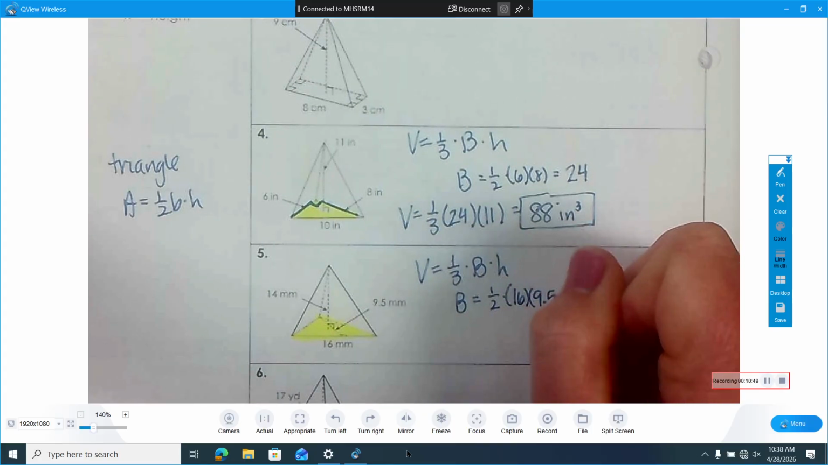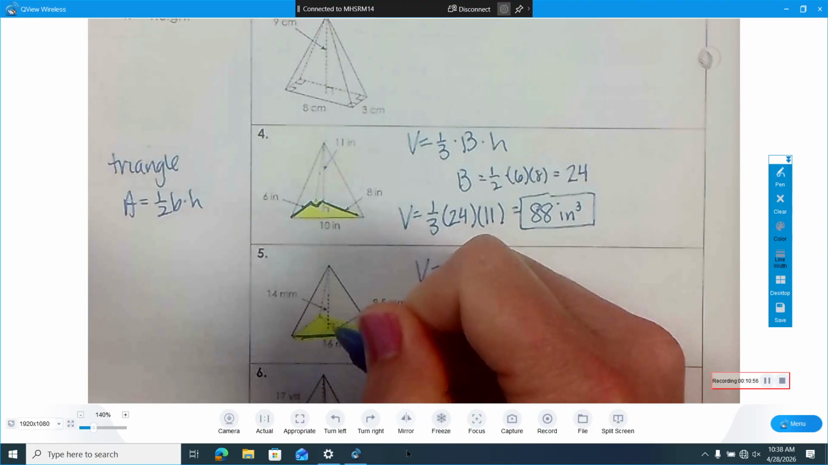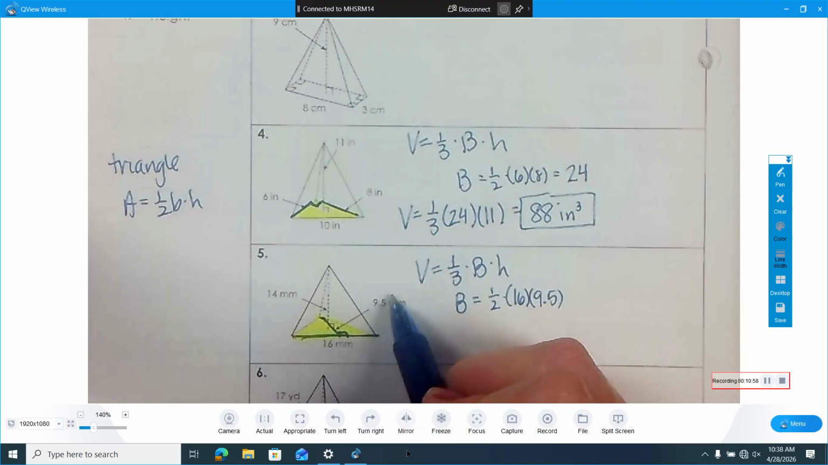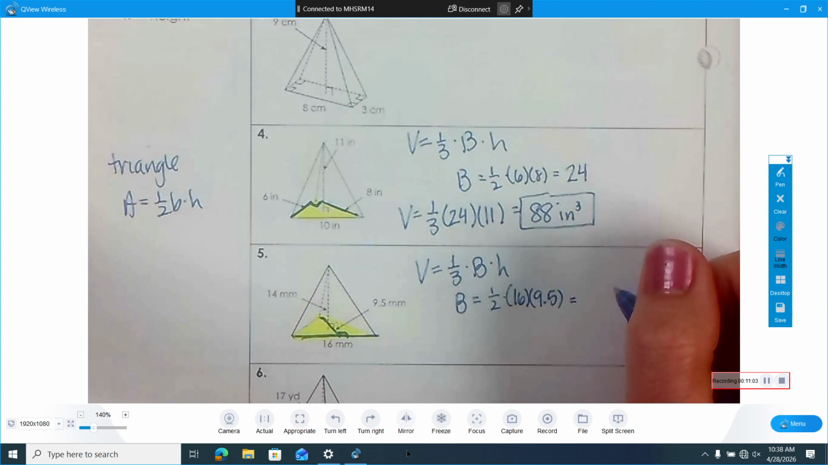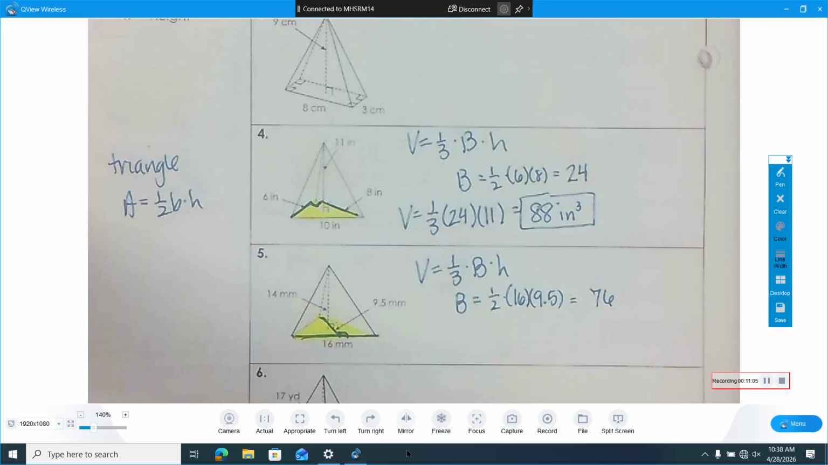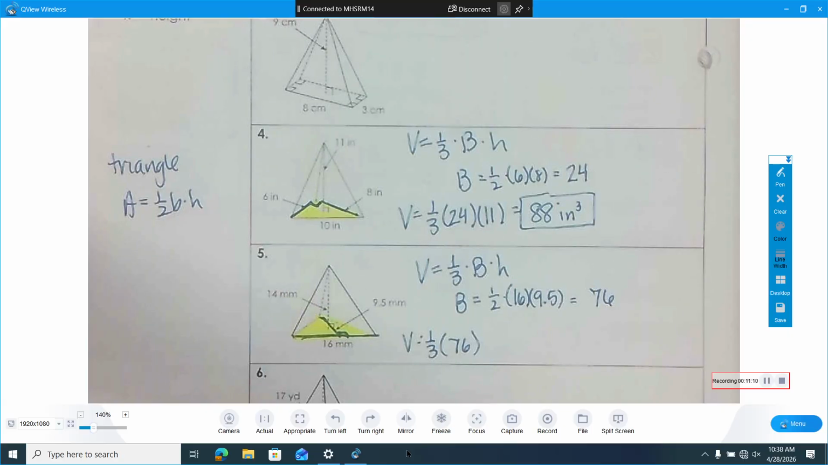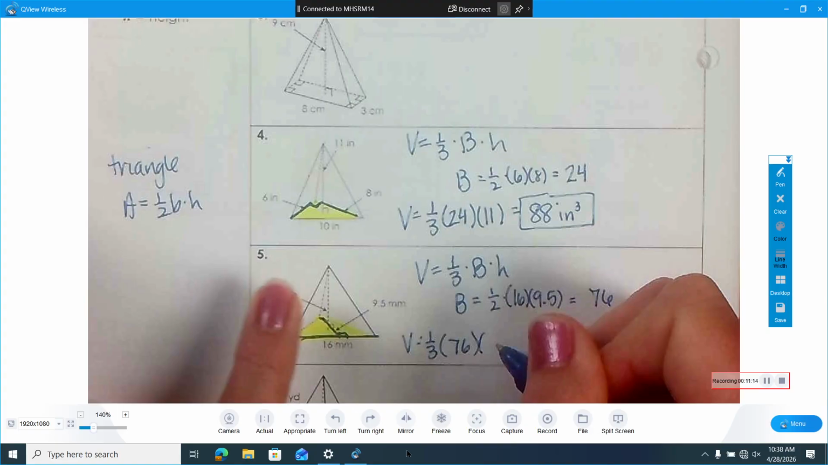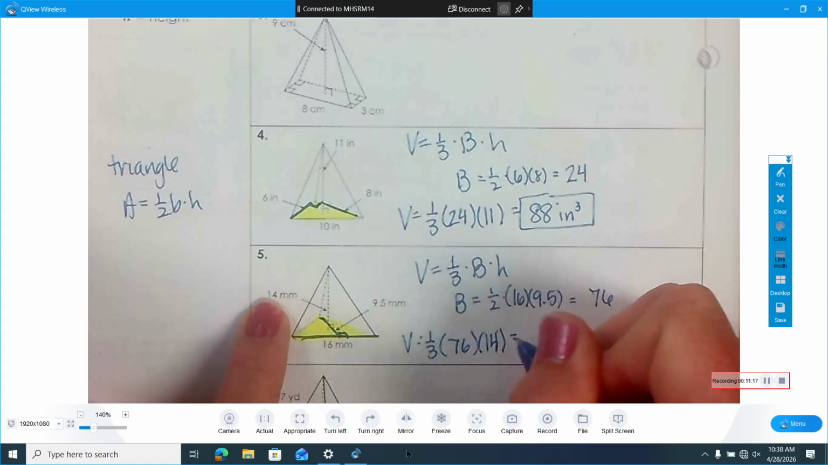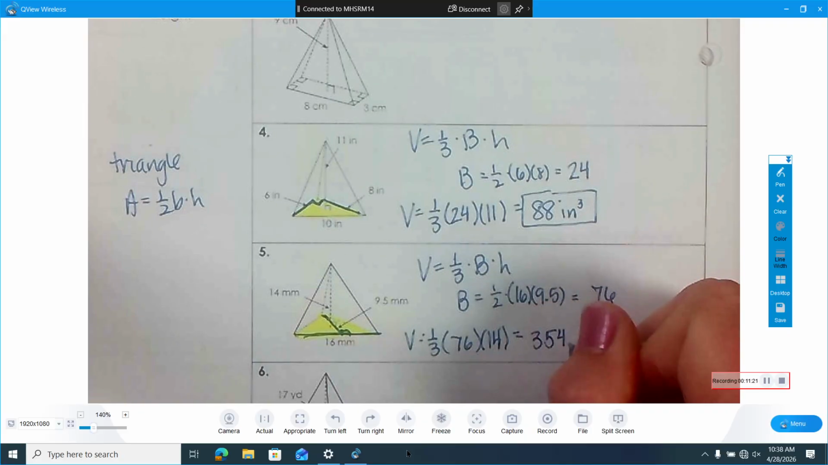16 and 9.5, good. So here we have 16 is on the base there with the right angle, and then the height of that yellow triangle is this 9.5 that's pointing there. So what is that? 76, thank you. All right, so volume is going to be 1/3 times the 76, and what's the height of the pyramid? 14. There's our height right there, 14. Thank you.